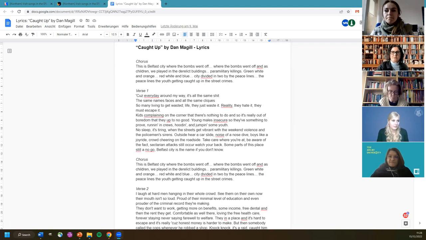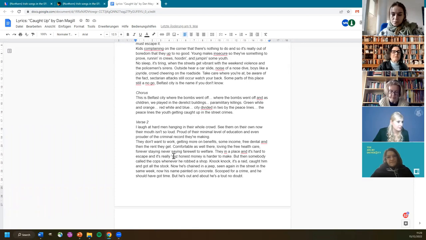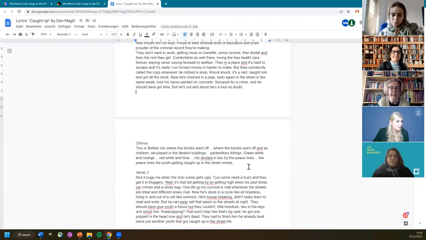As regards the literary or linguistic features that we were supposed to pick out, of course, there are clippings and there's slang in the song. There are also metaphors like the green, white and orange and the red, white and blue. The clippings, for example, 'cause and running. Yep. Then, of course, because it's a song, you have rhyme. Mm-hmm. And repetition, notably in the chorus, for example.